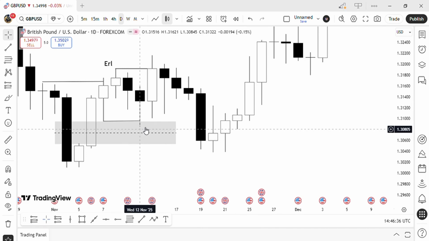Now, when price came here, how could we have gotten our entry? Now, let's go to a lower time frame, probably 15 minutes. The best time frame we could go to could be the 1 hour, but for clearer and more simplified stuff, let's go to the 15 minutes.